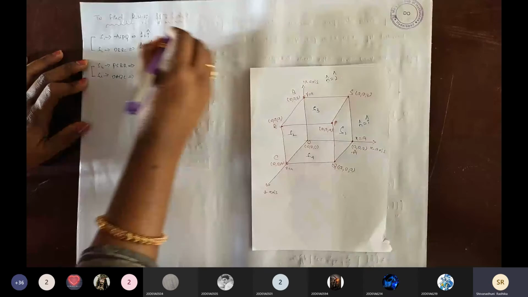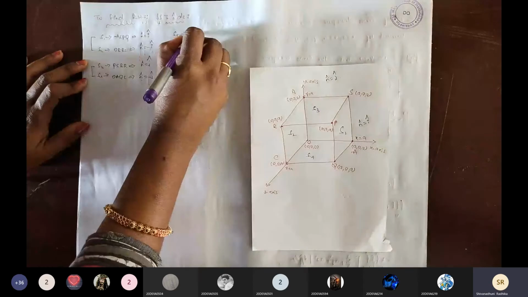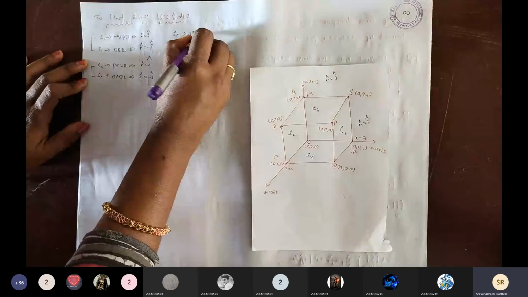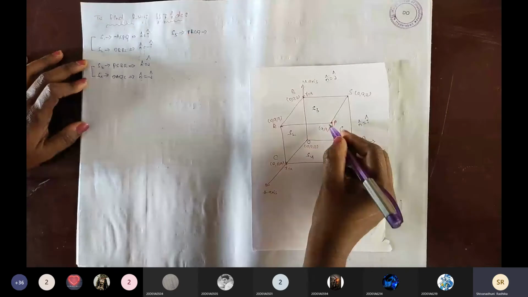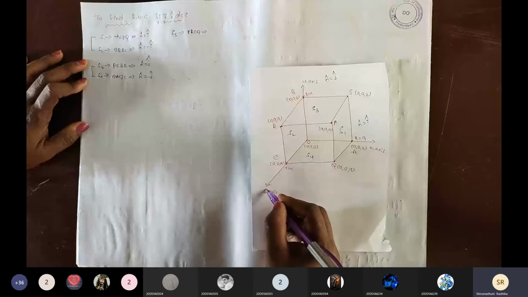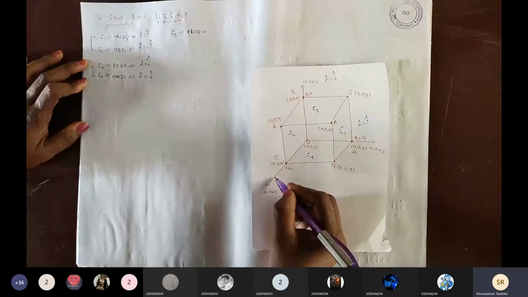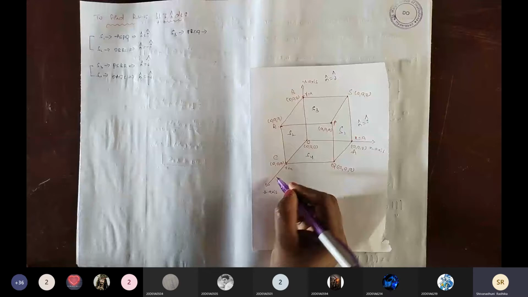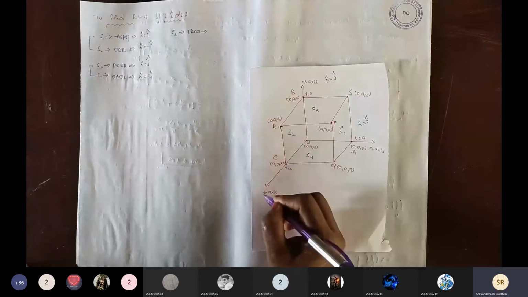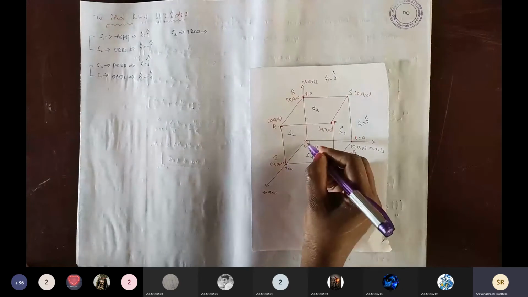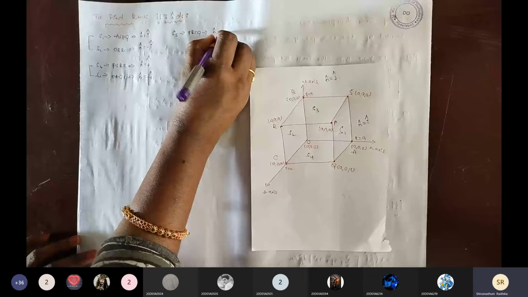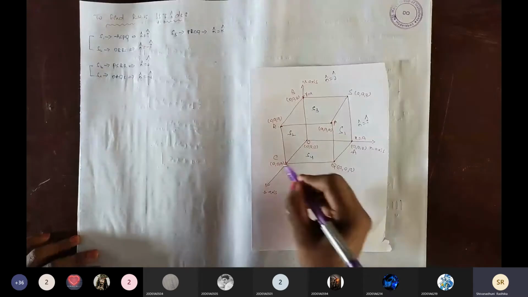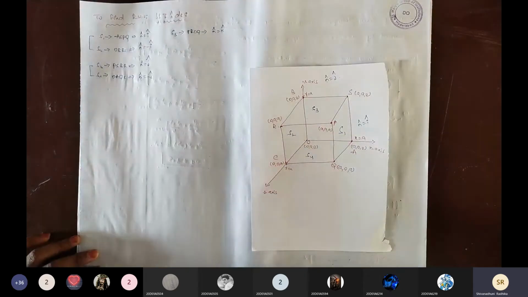PRCQ is the S5 surface, and this surface touches the z-axis in the positive direction, so along PRCQ, what is the unit outward drawn normal vector? n cap equals k cap, since it touches the z-axis in the positive direction.